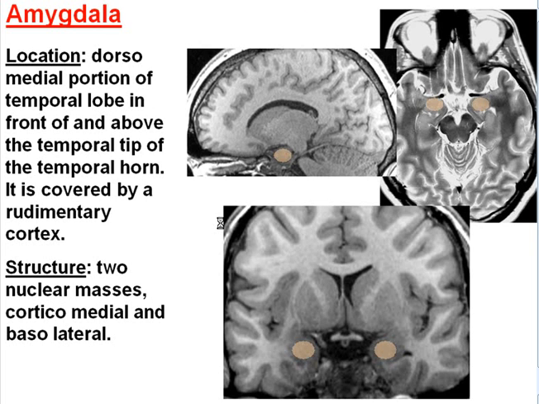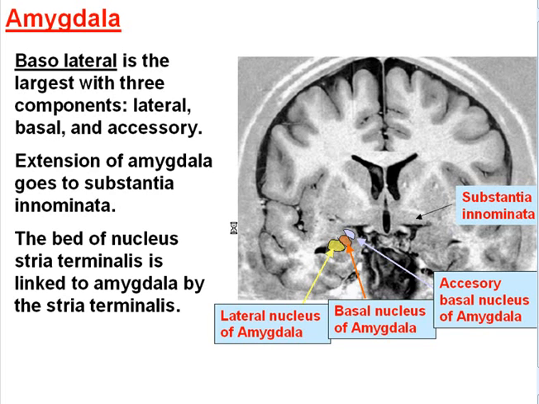The amygdala is located in the dorsal medial portion of the temporal lobe. It's in front of and above the temporal tip of the temporal horn. It is covered by a rudimentary cortex, including the piriform cortex. There are two nuclear masses, corticomedial and basolateral. The basolateral is the largest, with three components: lateral, basal, and accessory nuclei.